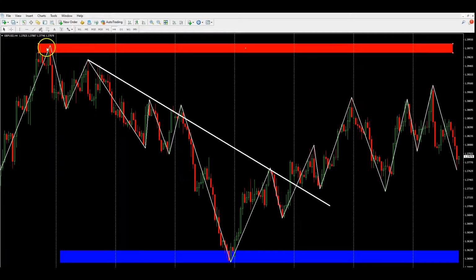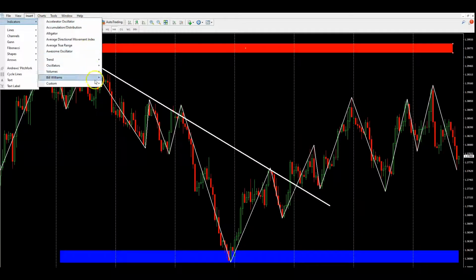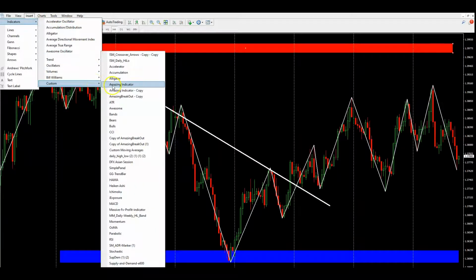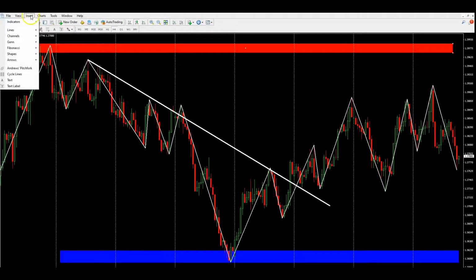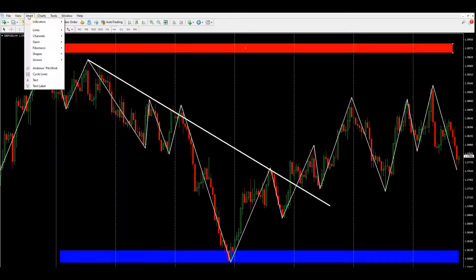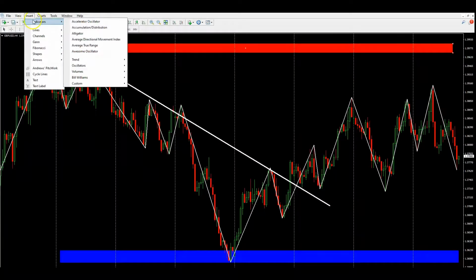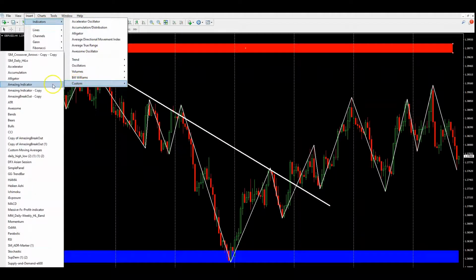Now let me add my 50 EMA by coming here and going to custom moving averages. Let me do that over. I know I'm moving too fast, so I don't want you guys to not know exactly what I'm doing. I came up here to insert indicators, custom, and then I'm going to go to custom moving average.